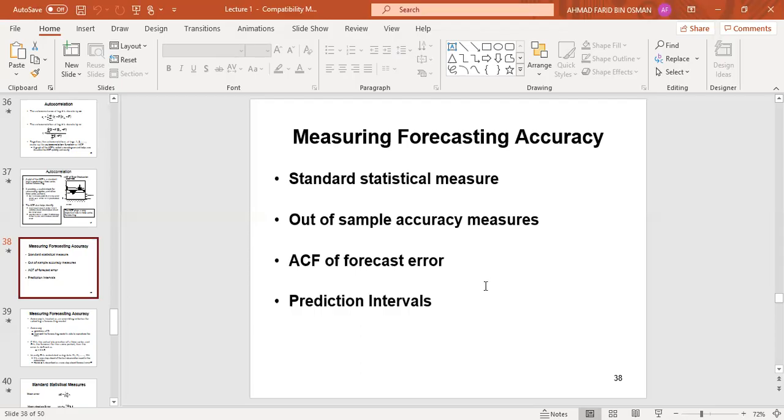And then we also can use prediction intervals. In addition to the point forecast, we also can produce the values for prediction intervals.